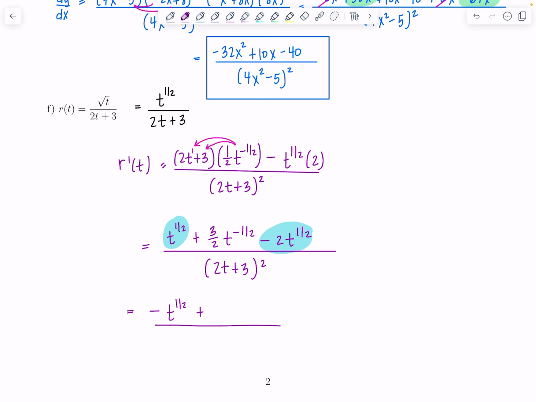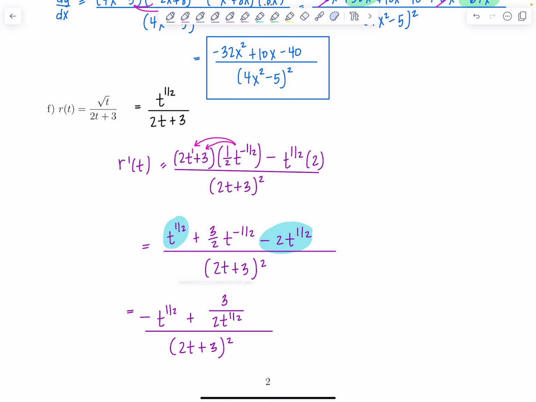Plus, and then I want you to notice something. Anytime you have negative exponents in a fraction, you should rewrite them in the denominator. So I'm going to write this as 3 over 2t to the 1/2. And then the denominator is still 2t plus 3 squared. So why should we do that? Because now I can clearly see this is something called a complex fraction. When you have a fraction inside of a bigger fraction. And that's a big no-no in math.